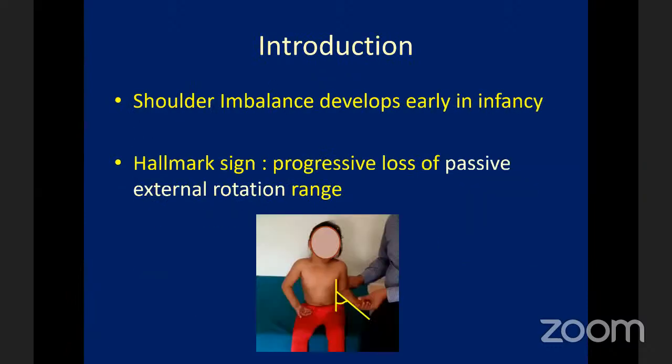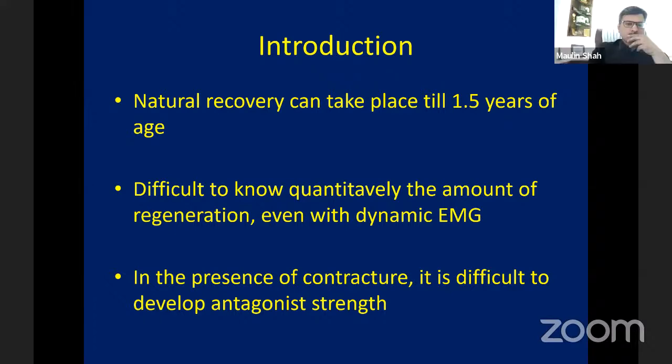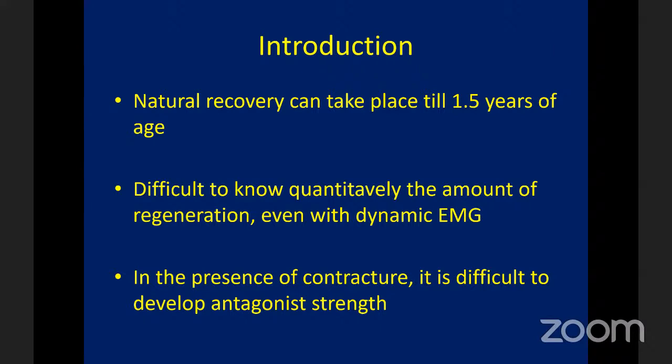We can see in the picture, there is loss of passive external rotation. Natural recovery can take place till 1.5 years of age. It is difficult to know quantitatively the amount of regeneration, even with electromyography. In the presence of contracture, it will be difficult to develop strength in the external rotators.